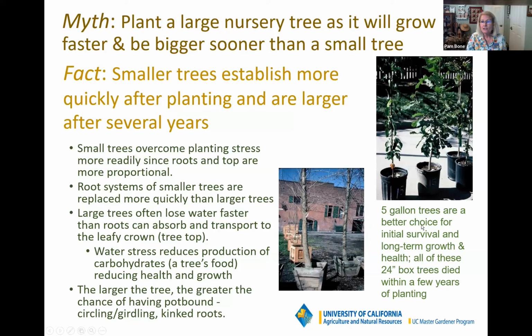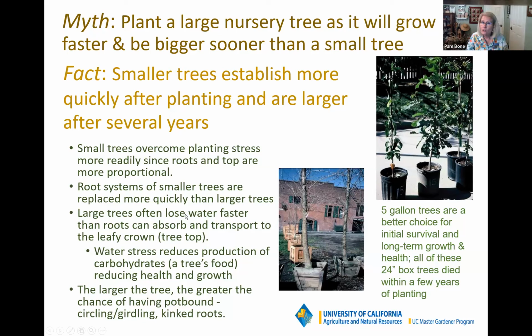And in fact, as you will see, I put lots of things on the screen so you have a chance to read them, but every single one of these 24-inch box trees died, mostly because it looked like they were stressed for water. But what happens is that the root systems of the smaller trees are replaced more quickly. They'll grow out into the landscape more quickly, and they're then going to be able to search for nutrients and water.